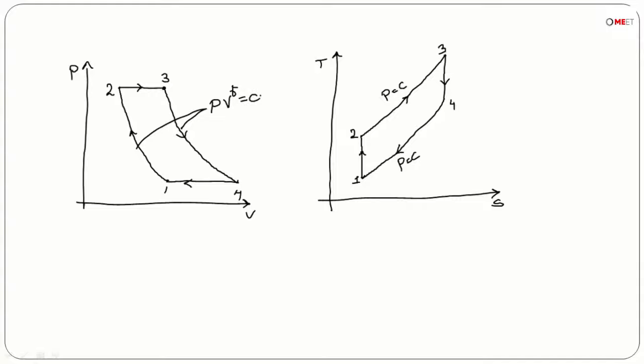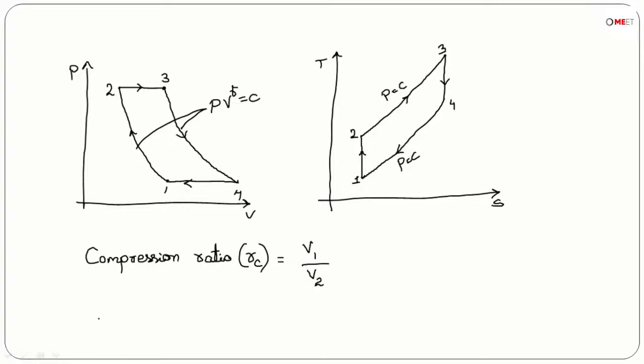Here we need to come across compression ratio, the first one. Compression ratio is volume at the beginning of compression, which is V1, by volume at the end of compression, that is V2.